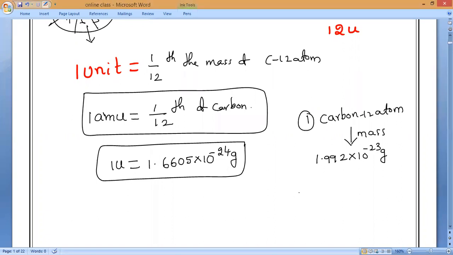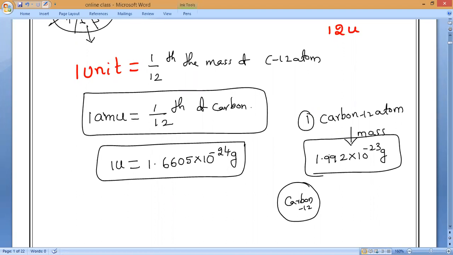Means if you have taken one complete carbon-12 atom, the total mass is this much. Now, if I cut it into 12 equal parts and measure the mass of one part, then that mass is equal to 1.6605 × 10^-24 grams.